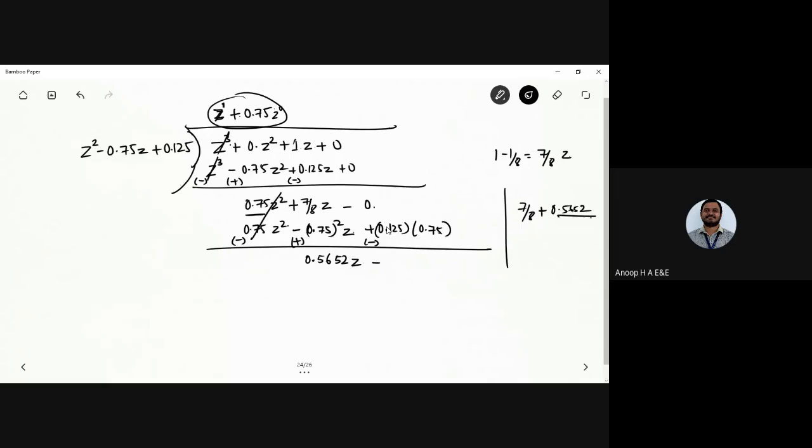Minus 0.125 into 0.75. The answer, please. 0.125 is 1 by 8, into 3 by 4. Sir, 7 by 8 plus 0.5625 plus 7 by 8. Sir, minus here, not in the first term. So that is only 0.75 whole squared, 0.75 whole squared plus 7 by 8. How much is it in total? 1.4375.